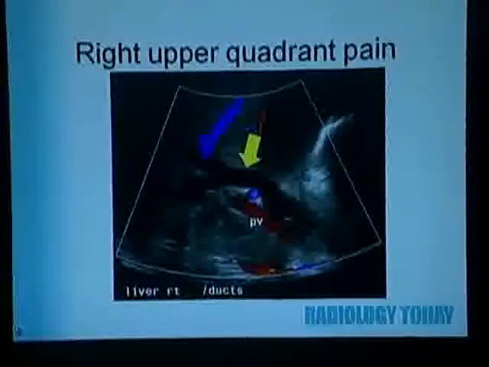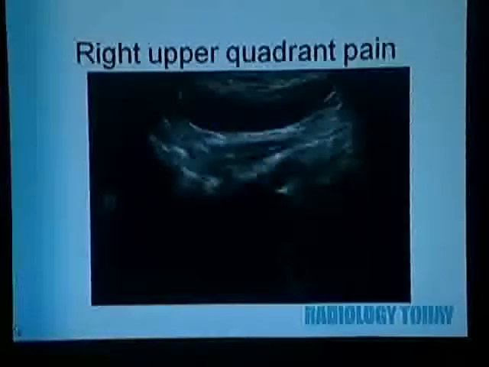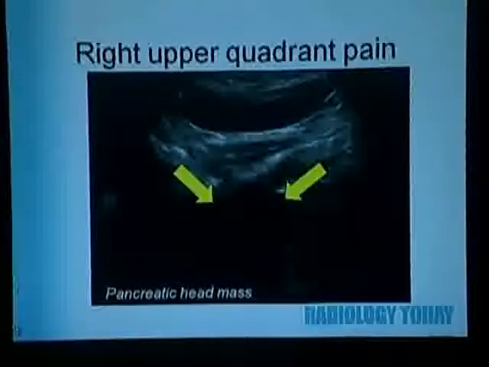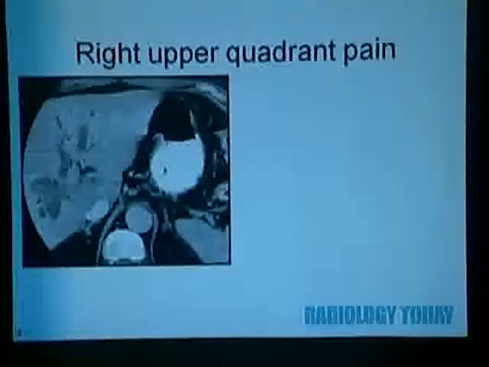Here's an ultrasound done for right upper quadrant pain, which showed ductal dilation. Those ducts are way too big. There was also a hypoechoic pancreatic head mass with shadowing. Very suspicious for neoplasm at that time. So what's the next step when something like this is seen? Well, the next step is a pancreatic protocol MRI or CT, for purposes of evaluating the extent of disease as well as staging at that time.